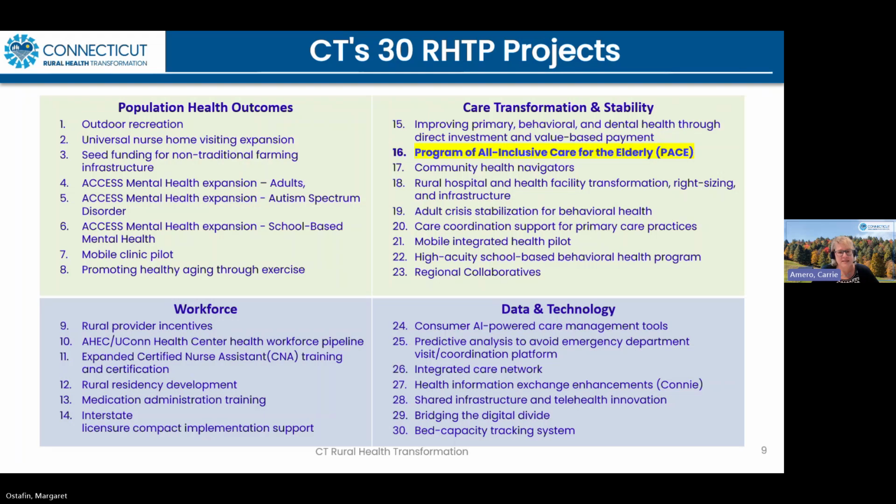So in Connecticut, we organized the Rural Health Transformation Project into 4 initiatives, which you can see here: population health outcomes, care transformation and stability, workforce, data. And the Program of All-Inclusive Care for the Elderly, PACE, is part of the Care Transformation and Stability Initiative. But if you're interested, there are some other projects here that are specifically designed for older adults and people with disabilities. For example, under population health, there's a Promoting Healthy Aging Through Exercise initiative. There are access mental health programs, and data and technology, bridging the digital divide targeted towards older adults. So PACE is just one of several that affect this population. Next slide.